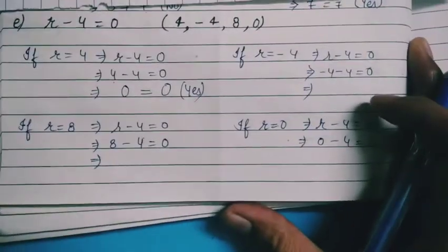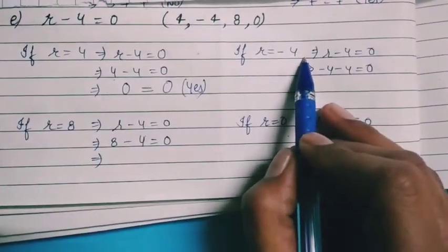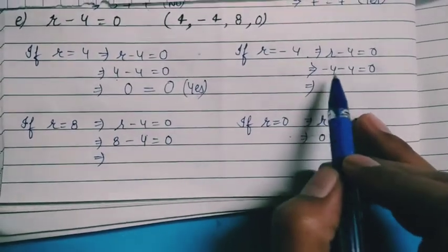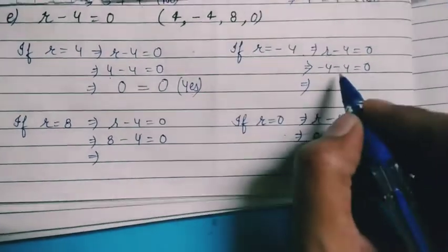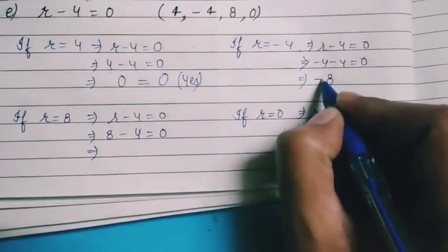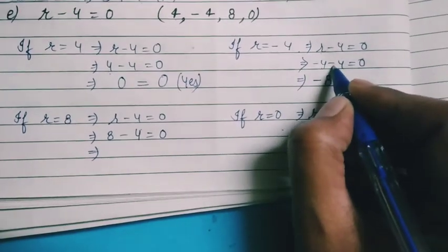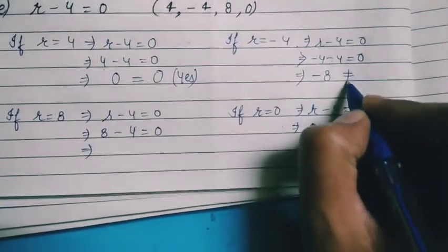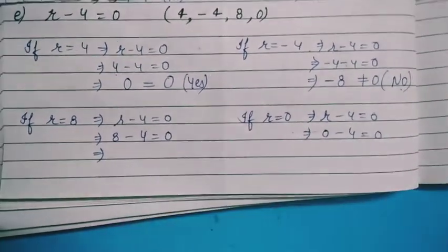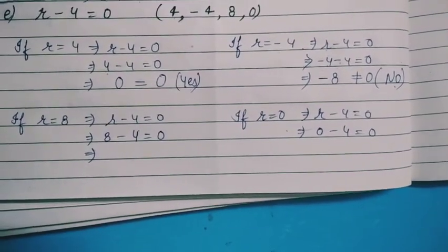Next case, if r is equal to minus 4, it means in the equation in the place of r, minus 4 is here. Minus minus is plus. It means 4 plus 4 is 8 with a negative symbol because both are minus. And this negative 8 is not equal to 0. It means this is not the solution of the equation.